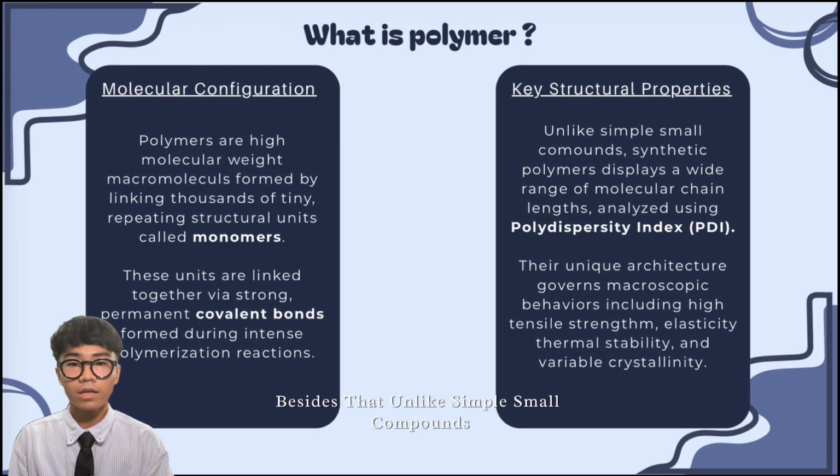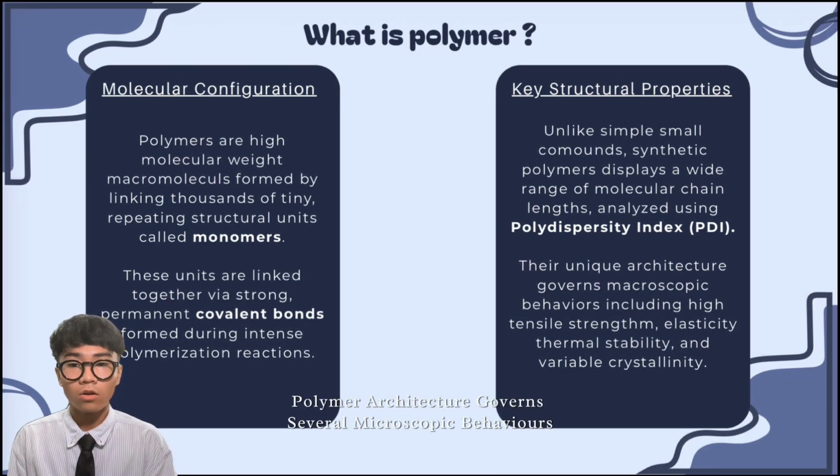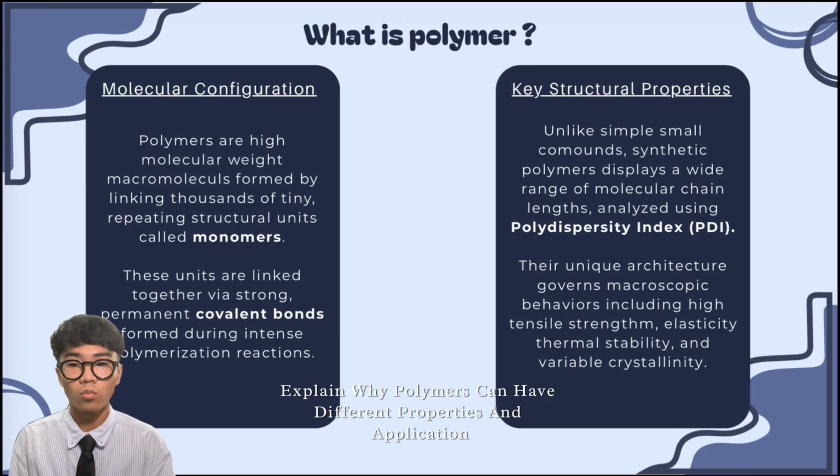Besides that, unlike simple small compounds, synthetic polymers display a wider range of molecular chain length, which can be analyzed using the polydispersity index, or PDI. Furthermore, polymer architecture governs several macroscopic behaviors such as high tensile strength, elasticity, thermal stability, and variable crystallinity. This means the structure and arrangement of polymer chains affect how the material behaves physically. Therefore, understanding polymer structure is important because it explains why polymers can have different properties and applications.